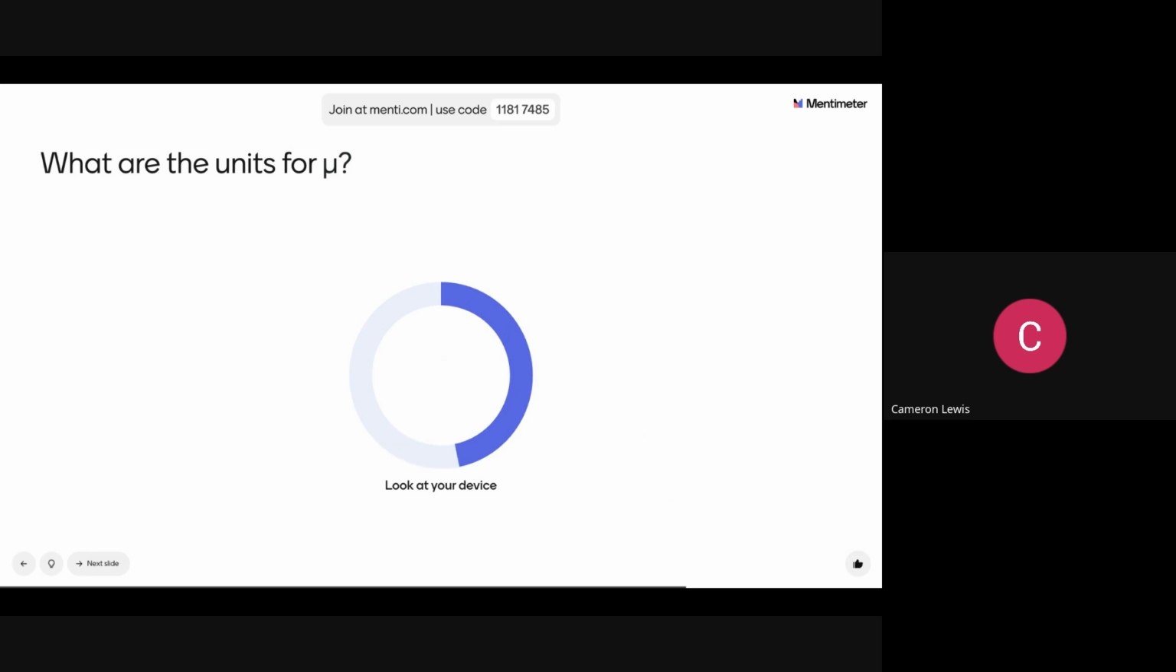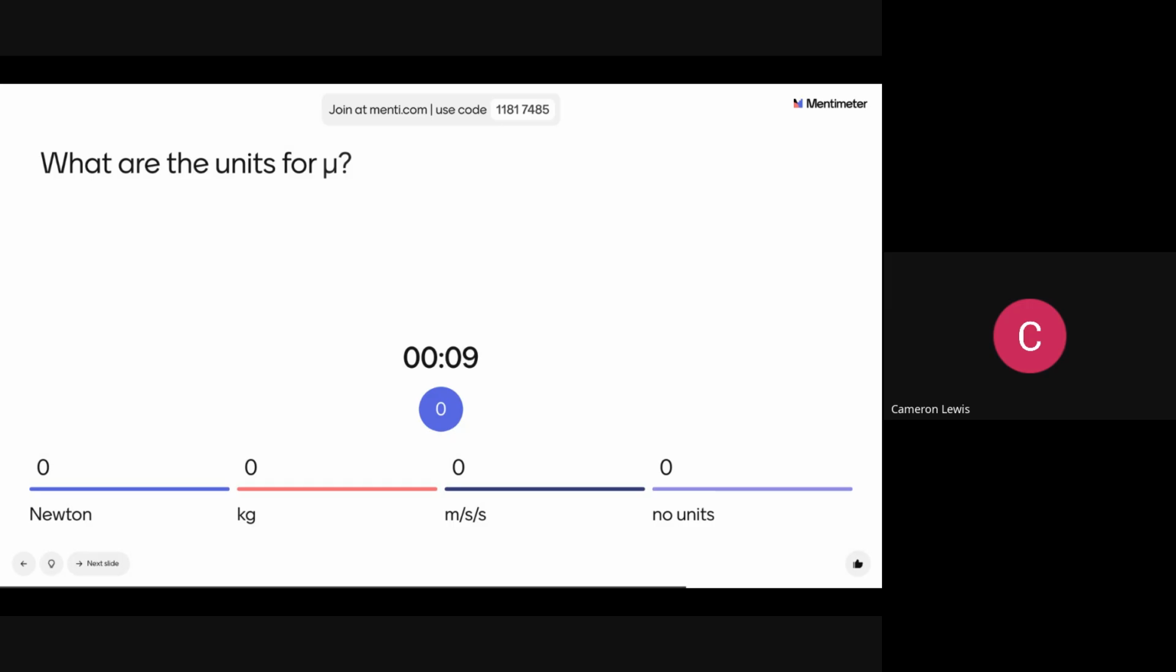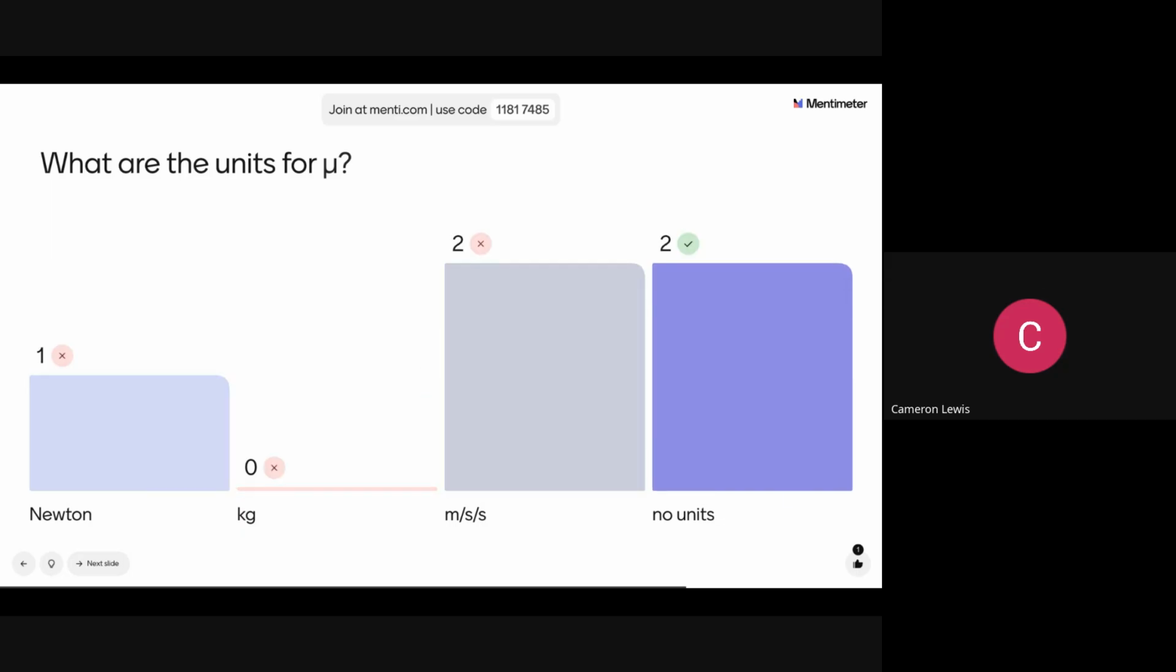What are the units for mu? Newtons, kilograms, meters per second squared, or no units? Actually, no units. There's no units for the coefficient of friction. If we were to do a math calculation where we found mu based off of the frictional force and the normal force, we would see that the units actually cancel out. So that's where we get no units from.